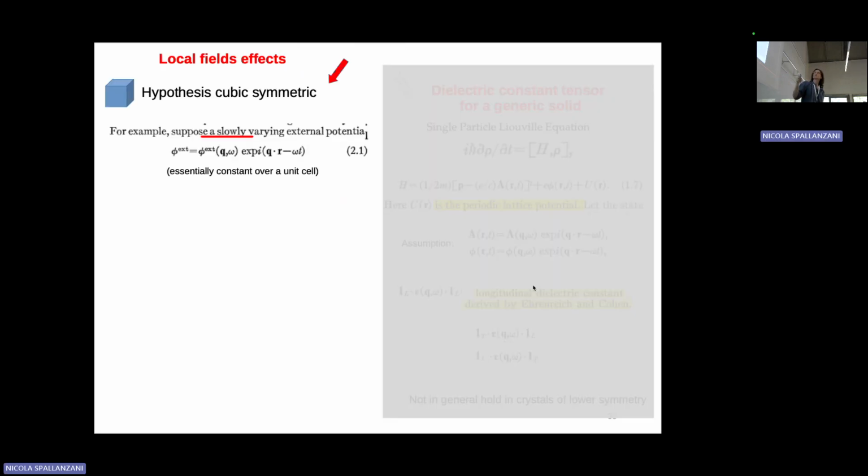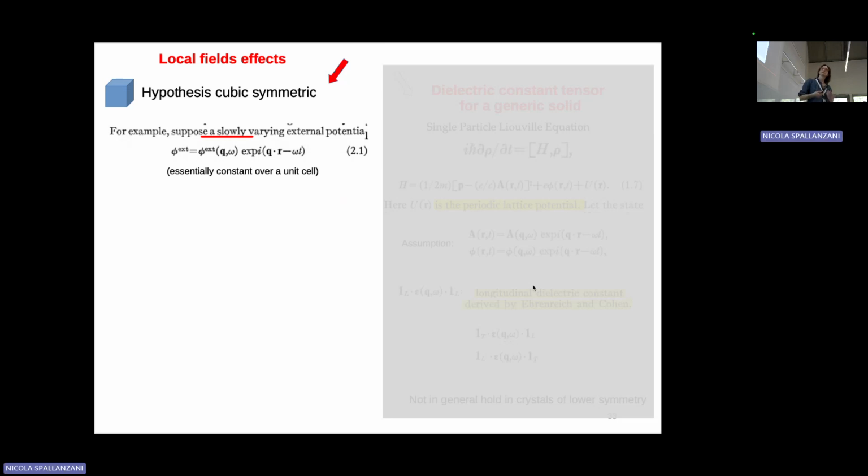But now we move to the left part of the slide, and we have a look at how to interpret these local field effects according to this paper. He starts from the hypothesis of a system of cubic symmetry, and we suppose that there is a slowly varying external potential, which has this form, which is essentially constant over a unit cell. So this is the starting assumption.